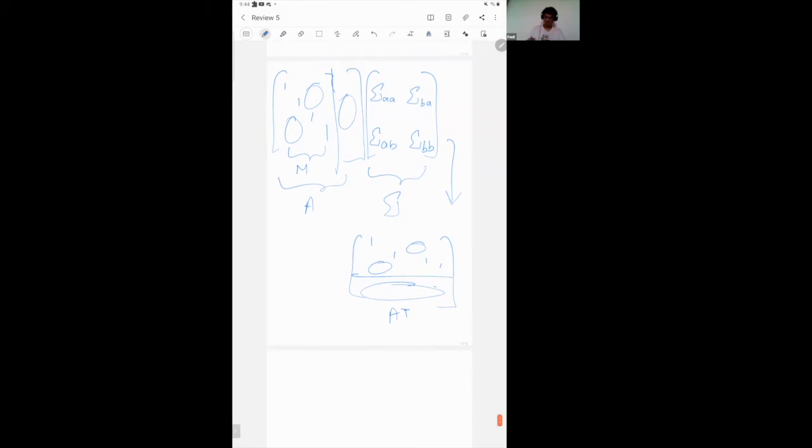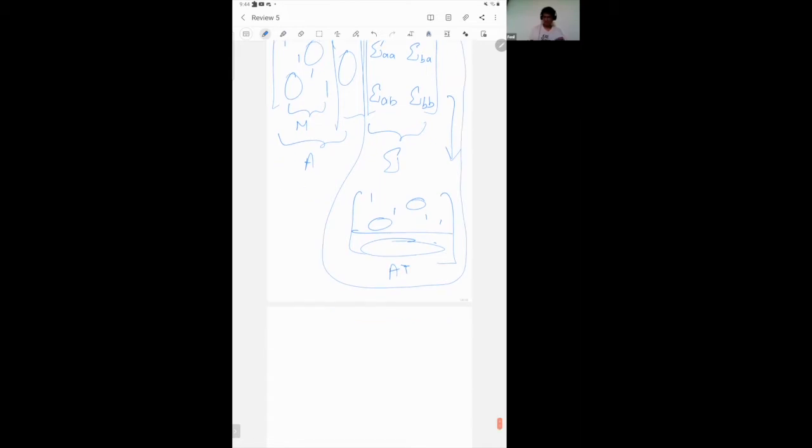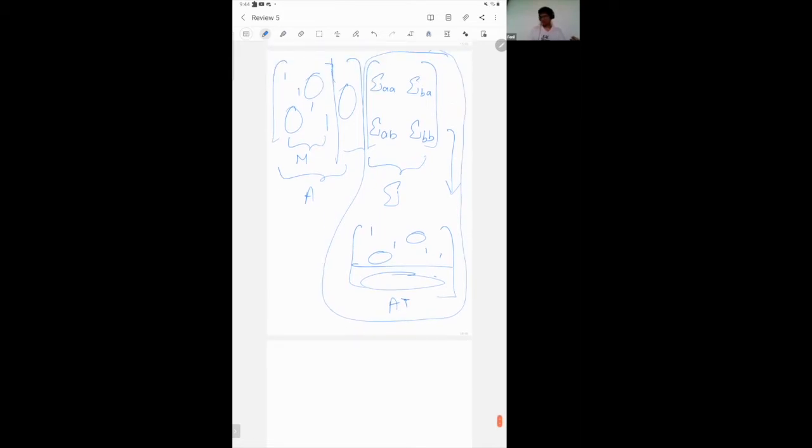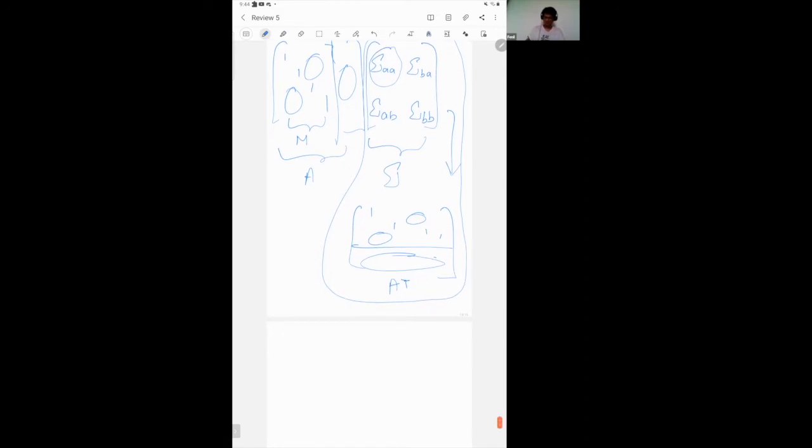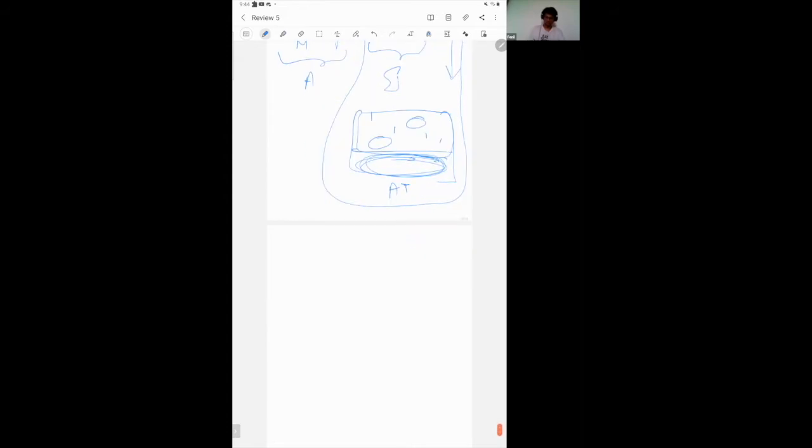So first, let's say we multiply these two things, and I hope you are able to see this. Now sigma BA would be multiplied by this bottom zero part, and that would go to zero. Similarly, sigma BB would be multiplied by this bottom zero part, and even that would go to zero. Whereas sigma AA and sigma AB will be multiplied by this top part, which is identity, and that would retain those things.